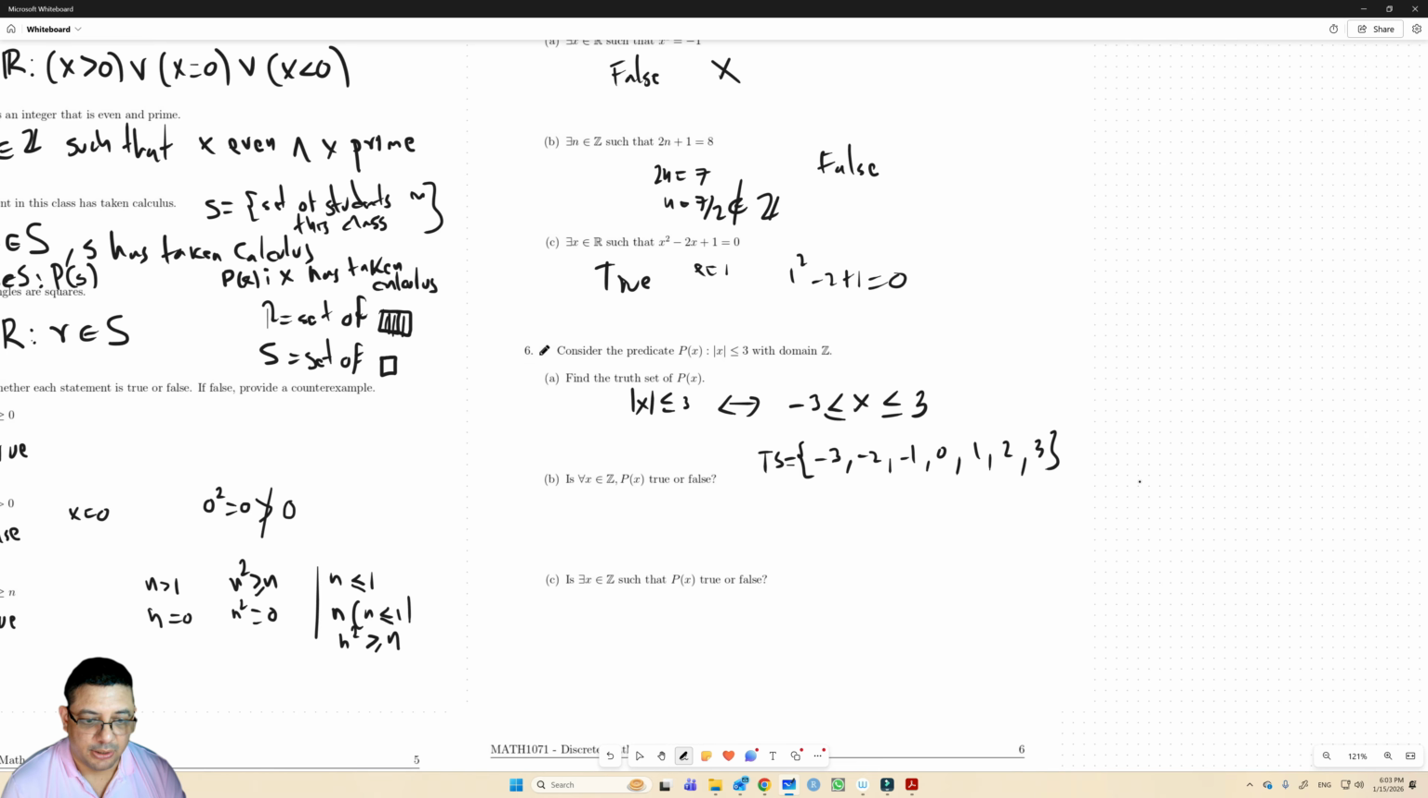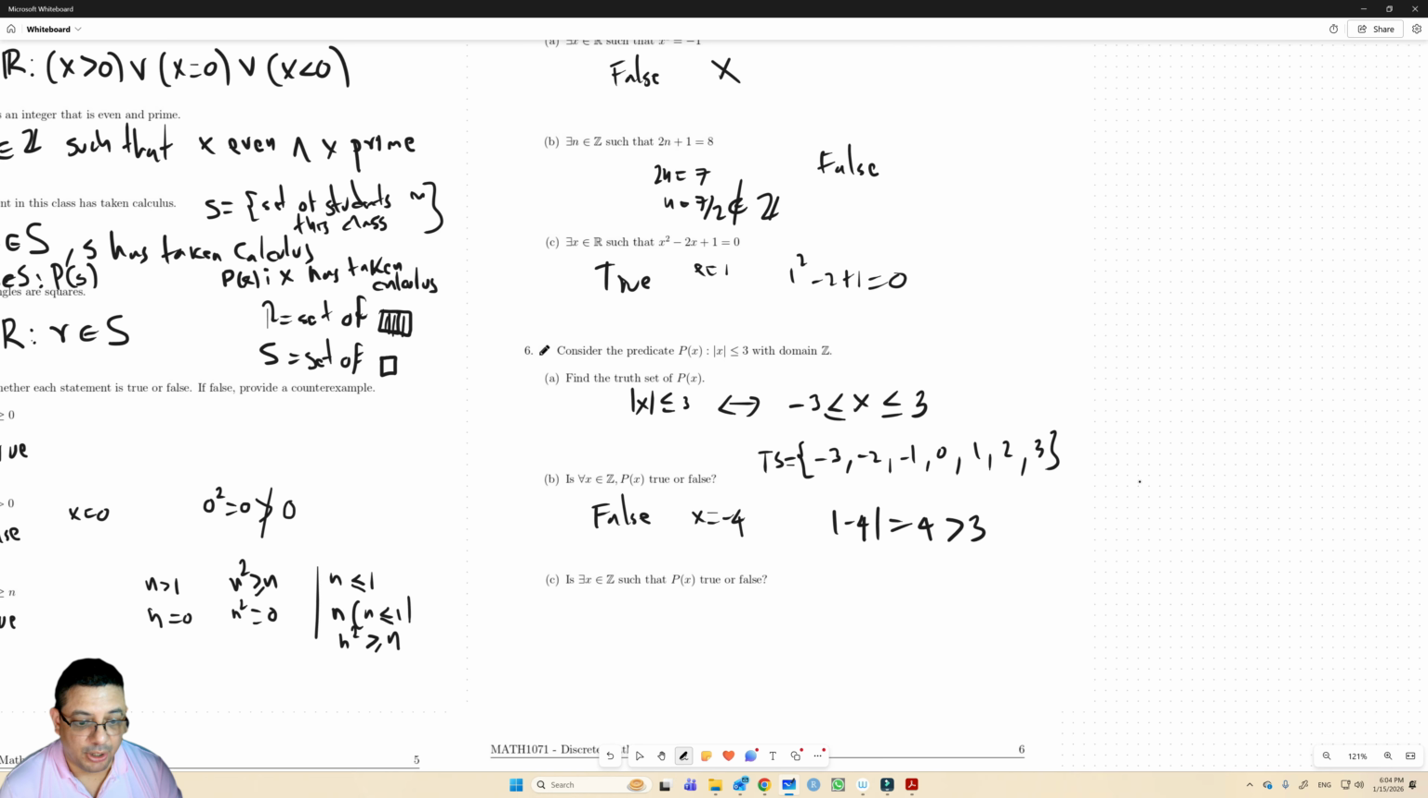Now, is for all x that belongs to Z, P of x true or false? This says for all x that belongs to Z. Obviously, this is going to be false, because not all integers have absolute value less than 3. If we're only taking like minus 4, and if you do minus 4, absolute value of minus 4 is 4, which is actually bigger than 3.